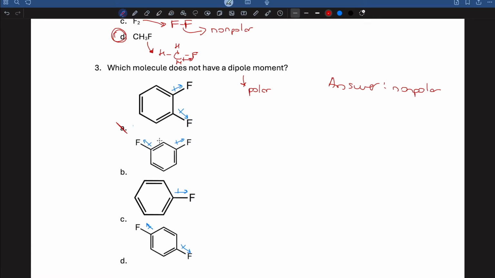Same with these, this is almost the same molecule, just one bond apart, one carbon apart. And these arrows, once again, will not cancel each other out, definitely. C also, this arrow does not get canceled out, right? There's nothing on this side to cancel that out. And so the answer is also definitely not C.